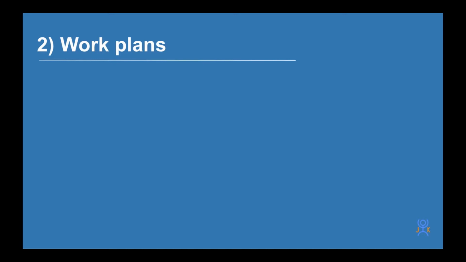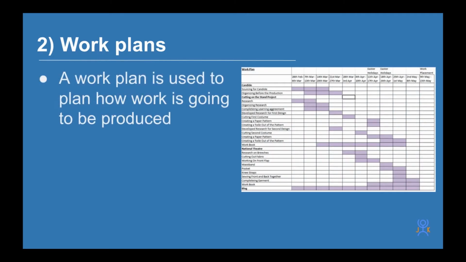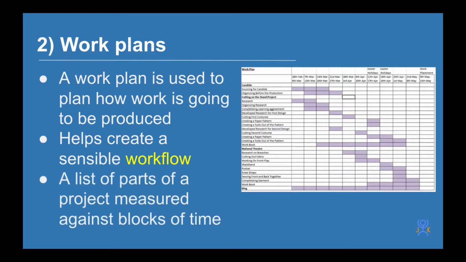Next is work plans. There's an example of a work plan. A work plan is used to help plan how the work is going to be produced. So units of time versus tasks for your project. It helps you create a sensible workflow. I'll explain that in a sec.